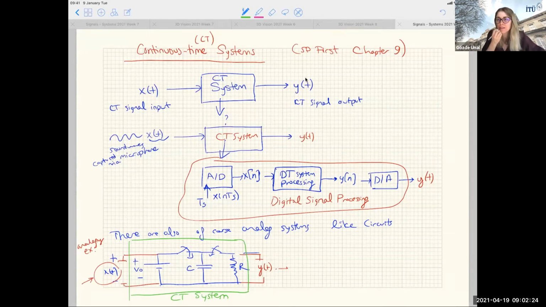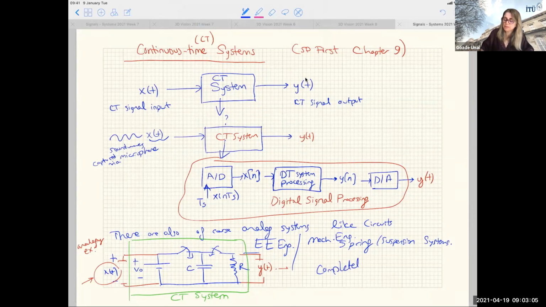I don't know other physical systems you could think of. I think in mechanical engineering there are many physical systems, like spring systems, spring suspension systems and things like that. This is mechanical engineering, and this is EE engineering examples. These are completely analog systems. That's what I'm trying to say. Completely continuous time systems.